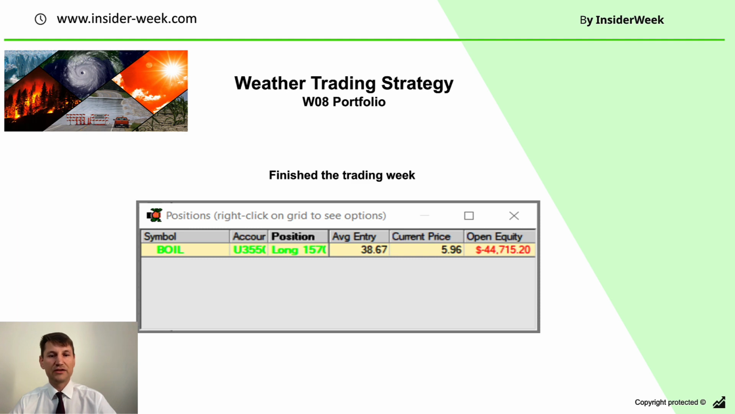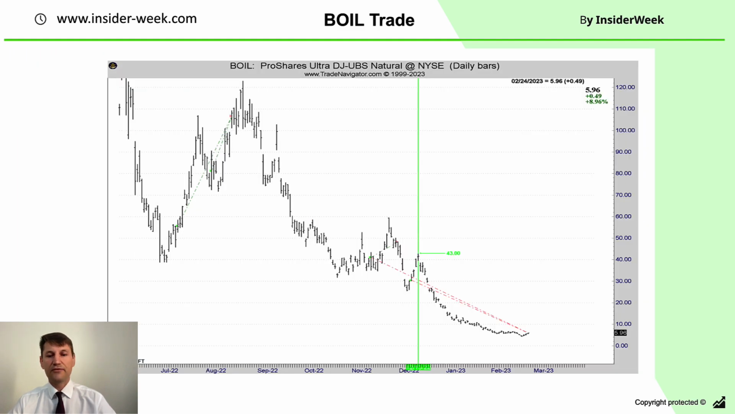Our weather trading strategy is a strategy based on weather analysis and COT data. We are invested in natural gas ETF, and as you can see, the position is now in minus. We now have bullish news from the weather analysis, so we expect that the price will go to the upside.